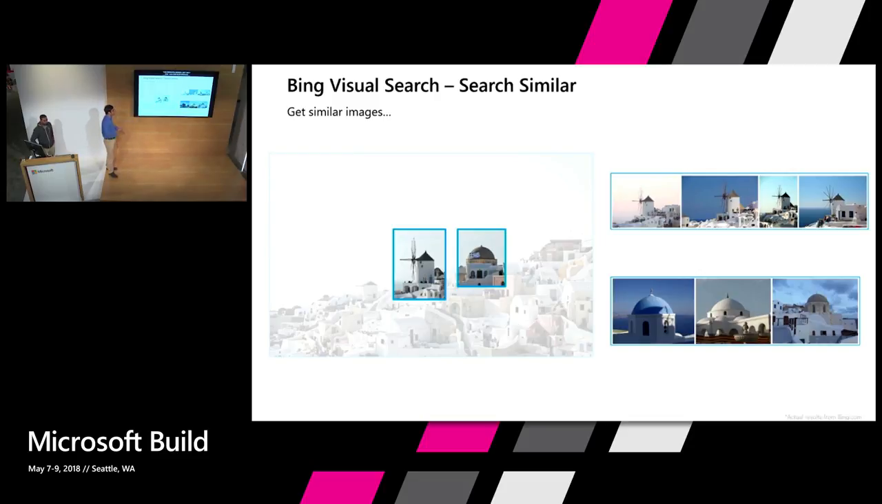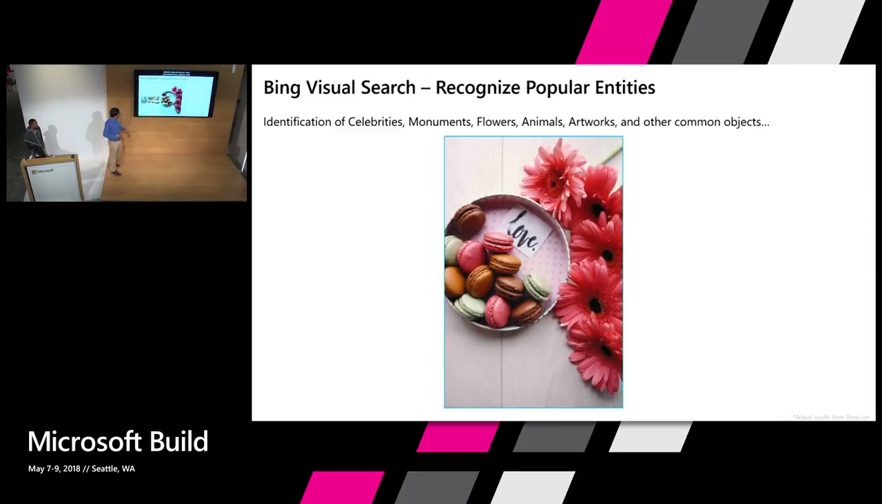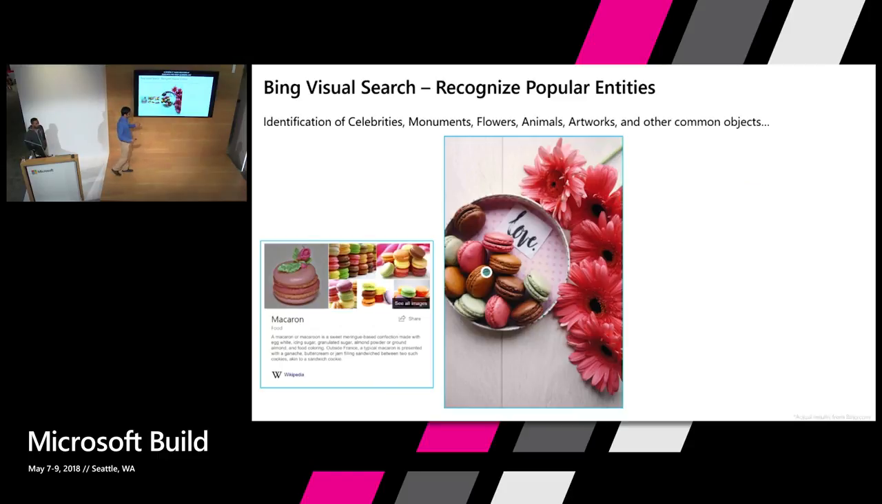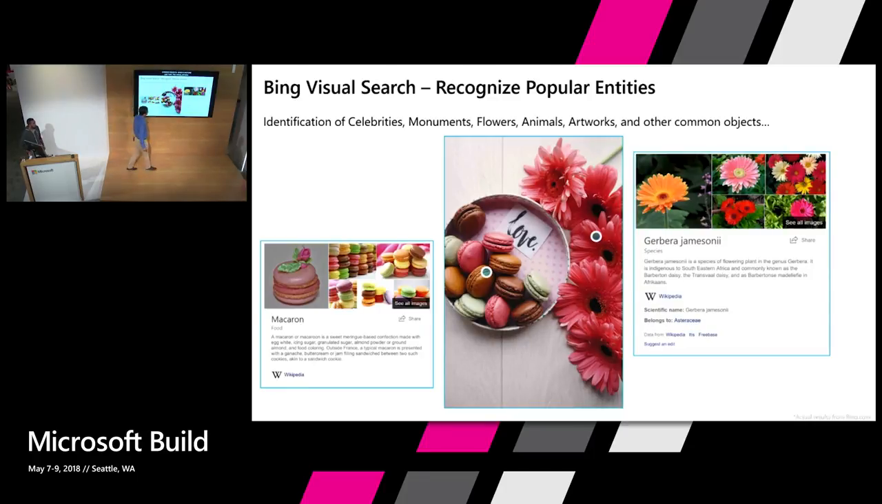And here is where it takes decades of research in deep learning and machine learning. And all these things are available in terms of API now. The third thing is about recognizing celebrities, monuments, flowers, animals, artworks, and other common objects. So given a picture like this, the Visual Search API will tell you that these are macarons, right? You can also get rich information using the Bing Entity Search API. It will also tell you that these flowers belong to the daisy category. They are called Gerbera jamesonii, which is very difficult to understand as a human being.